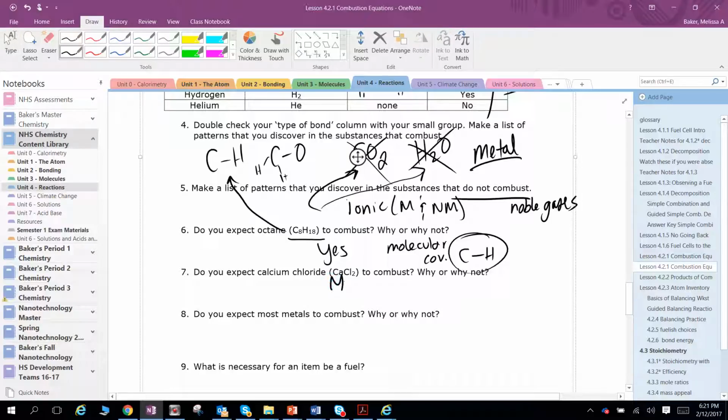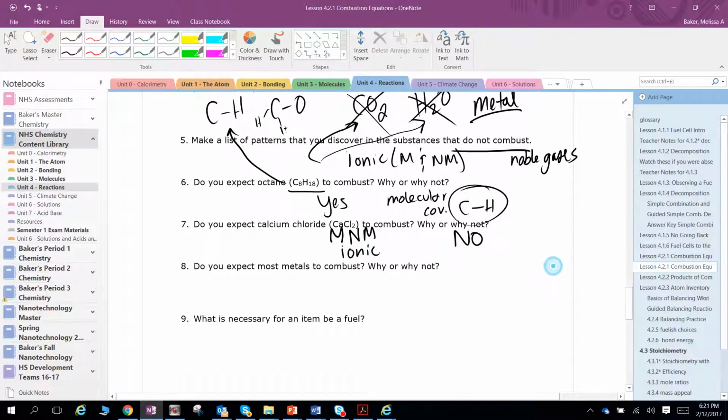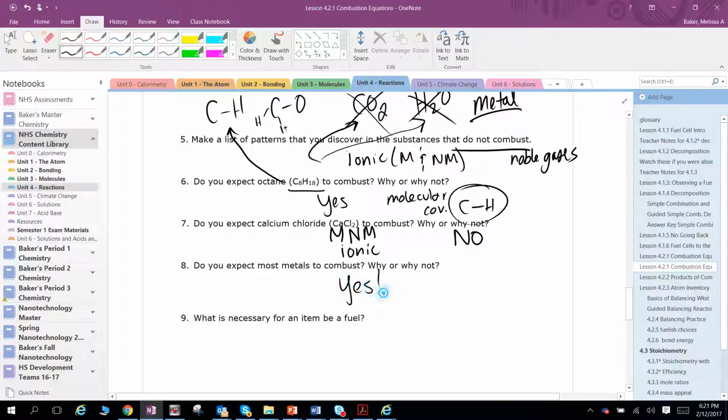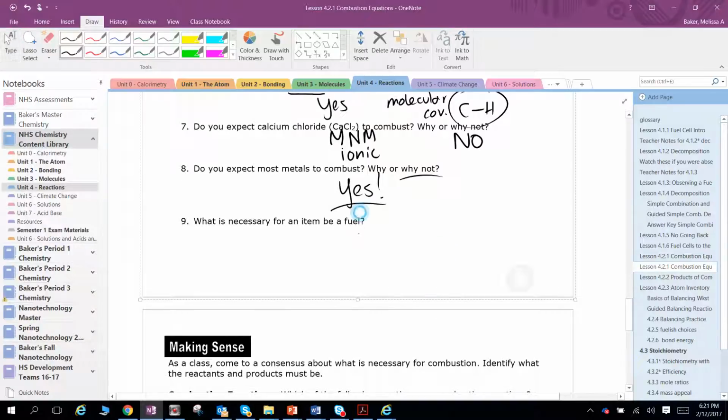Would we expect calcium chloride to combust? This is a metal and a non-metal, so an ionic compound, so no, we would not. Do we expect most metals to combust? Yes, many do. They all don't, but that's what the patterns are showing. So in order for something to be a fuel, it must be combustible.